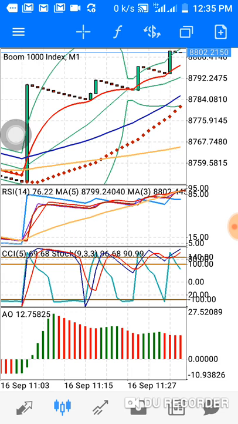Like I said, boom generally goes on sell if you want to trade boom, while crash is buy if you want to trade crash. But you can also do it the other way around. But right now, I want you to have that at the back of your mind that generally boom is on sell, while crash is generally on buy.